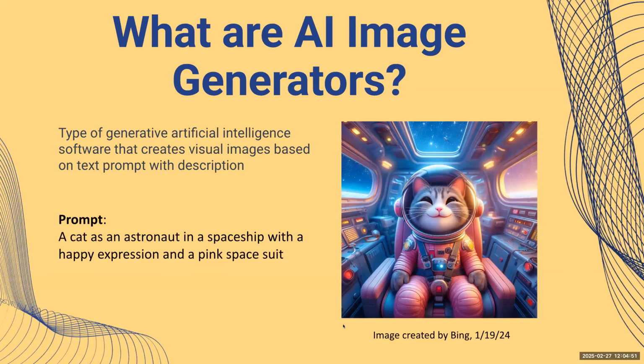So very basic, what are AI image generators? AI image generators are generative artificial intelligence software that creates visual images based on a text prompt with description. In this example, I used Bing, which is an AI generative tool. And the prompt I put in, this is all that I typed: a cat as an astronaut in a spaceship with a happy expression and a pink spacesuit. So I didn't upload a picture of a cat or anything. I just typed those words in, and this is the image that the AI created for me.